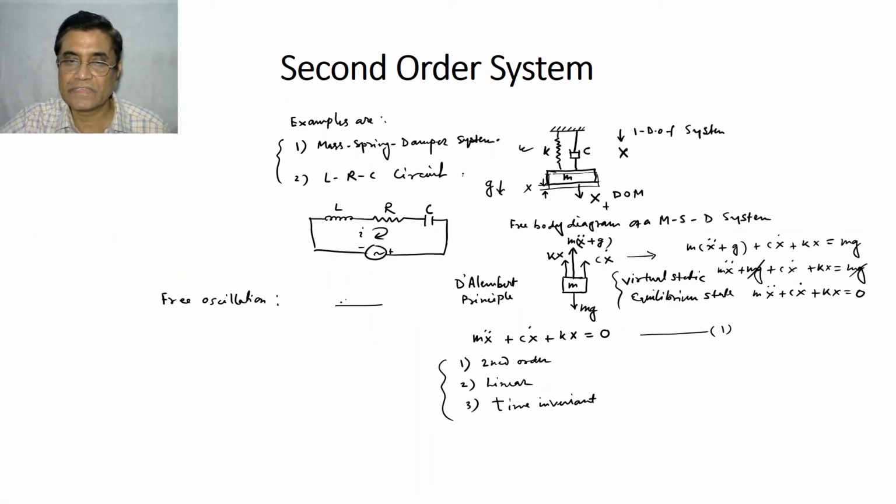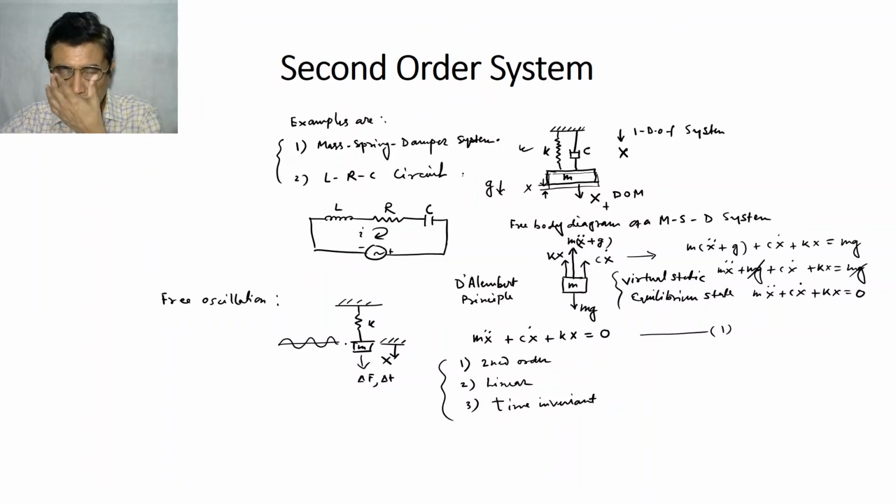If you just hang a mass with a spring, and you perturb it in this direction, delta f, delta t time, don't you think this body will oscillate? If there is only spring, it will oscillate. The oscillation will be simple harmonic motion and it will oscillate forever. So it's varying with time, and I am telling time invariant system.